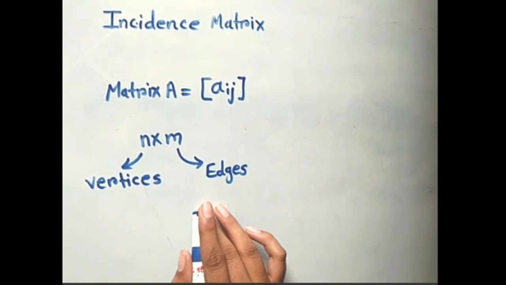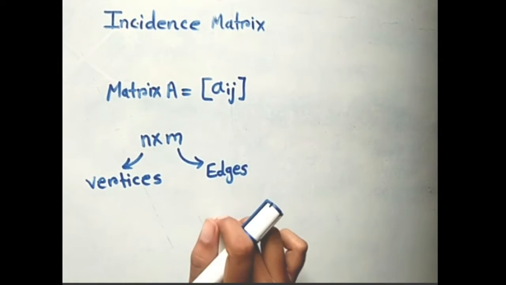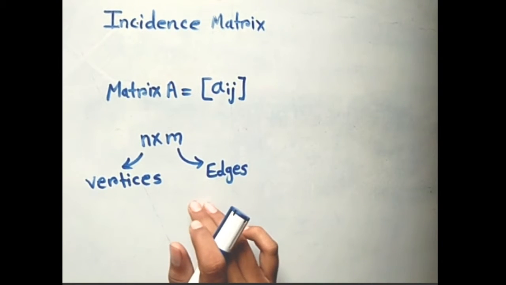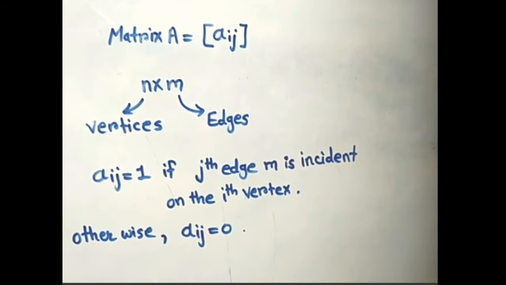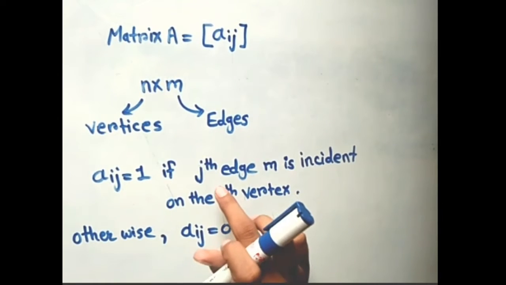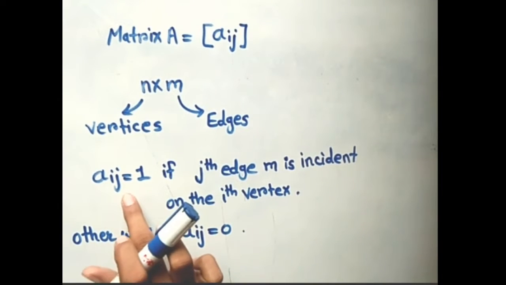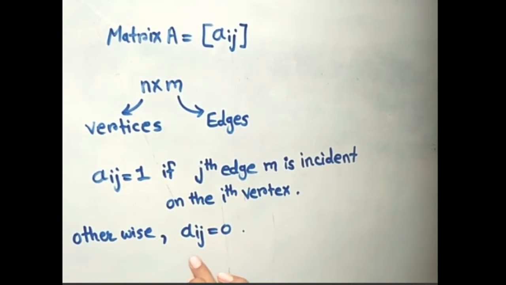Let G be a graph with n vertices and m edges and without loops. The incidence matrix A of G is an n by m matrix, A equals Aij, where n rows correspond to n vertices and m columns correspond to m edges, such that if the jth edge is incident on the ith vertex, then Aij equals 1, otherwise Aij equals 0.